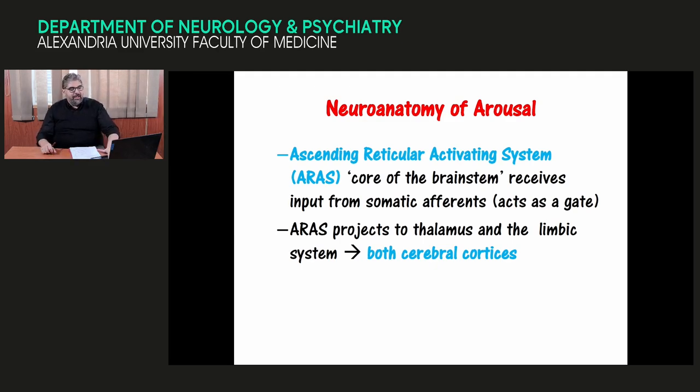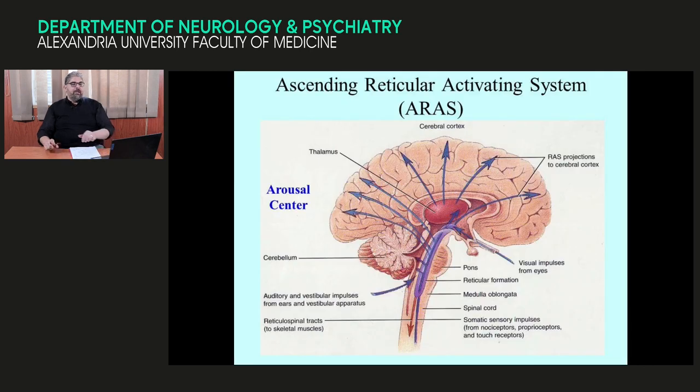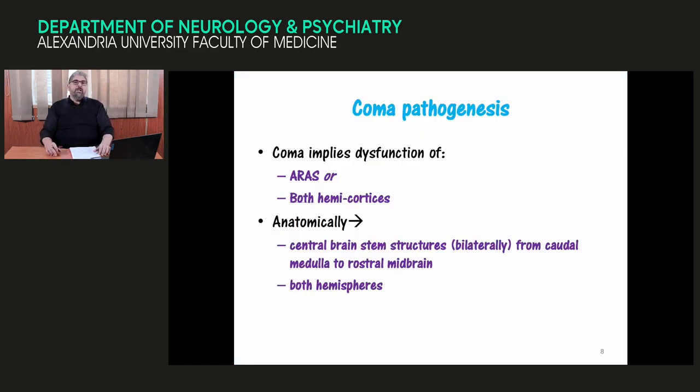This is a simple graph showing this. This is the reticular activating system present in the brainstem. It receives, as we said, all the auditory, visual and somatic impulses coming from all over the body and then projects them through the limbic system and the thalamus to the whole cerebral cortex, on both sides, of course.